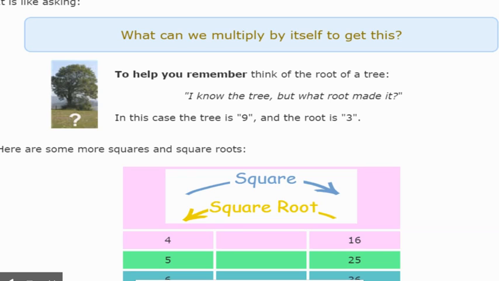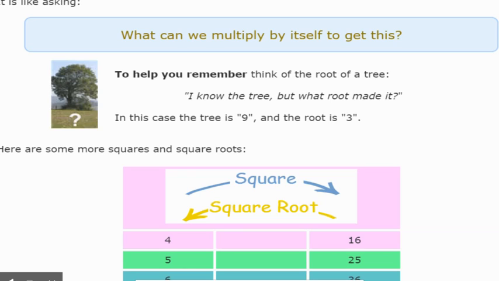Hopefully you can see how these arrows show how they are related. Let's go to the next one, which is 5. We're thinking 5 times 5, 5 squared, 5 to the second power, all the same thing. 5 squared gives us 25. However, if we started with 25 and they asked us what the square root of 25 was, we would get 5.